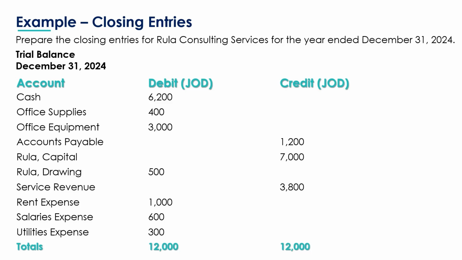Notice that the trial balance includes the revenue account, several expense accounts, and a drawing account. These are all temporary accounts, meaning their balances should not carry over into the next period. Instead, we transfer their balances to a summary account known as the income summary, and then ultimately to the owner's capital account.